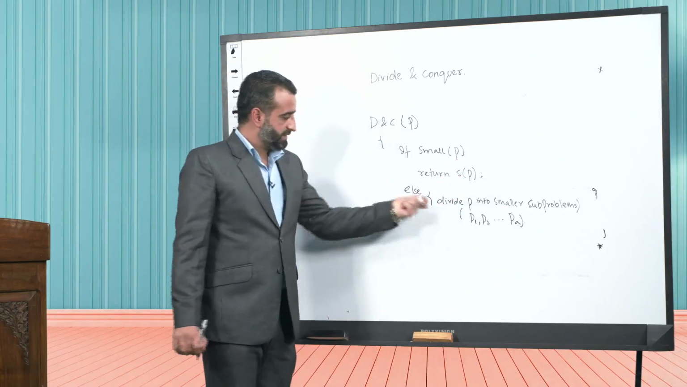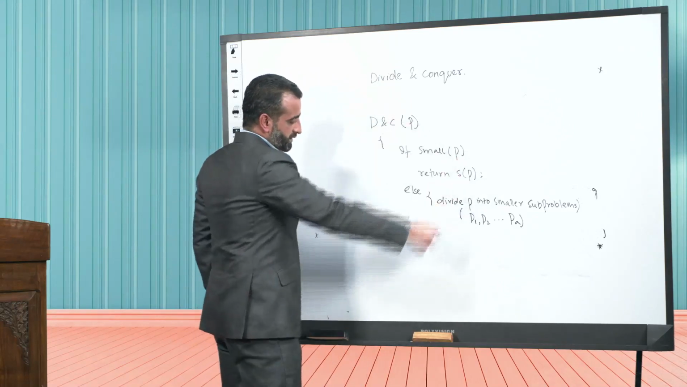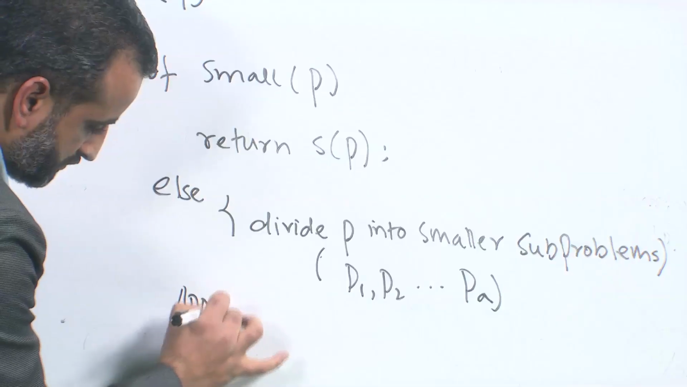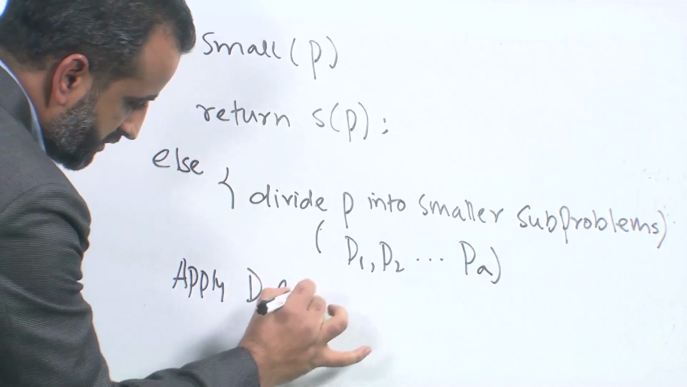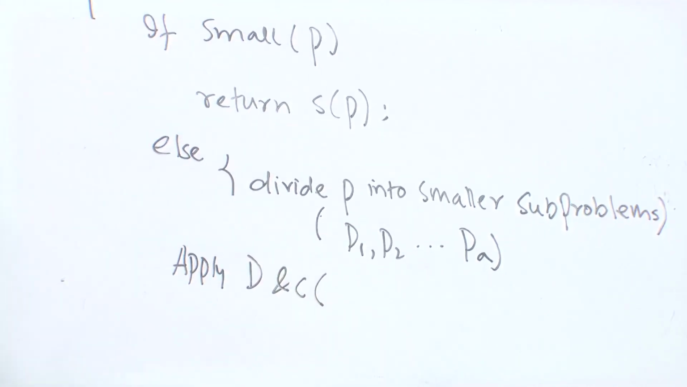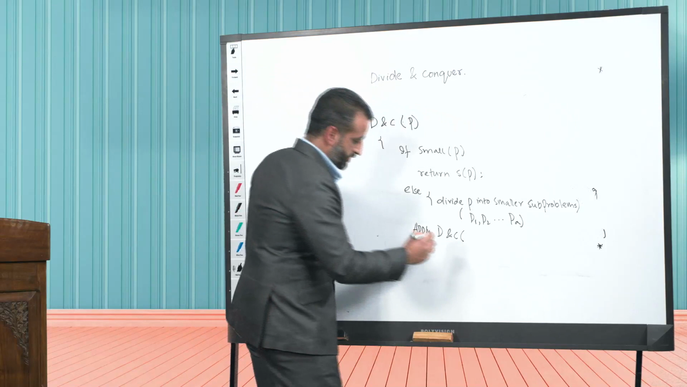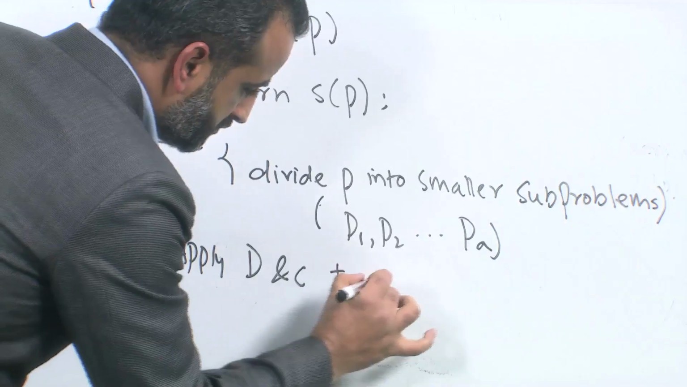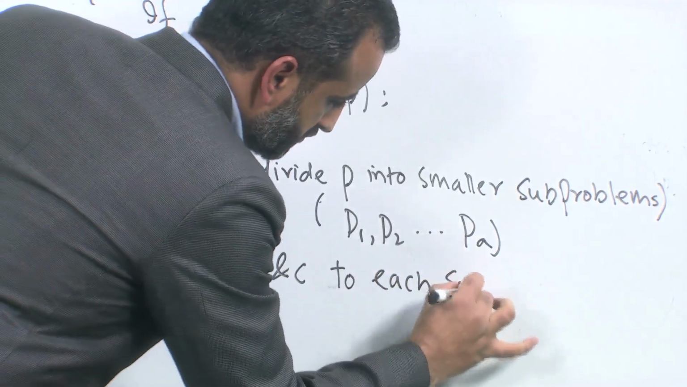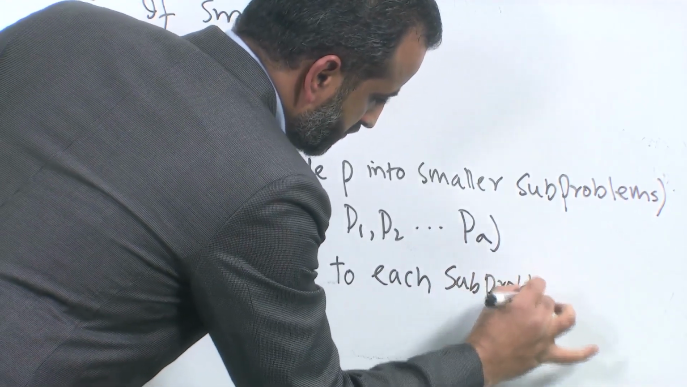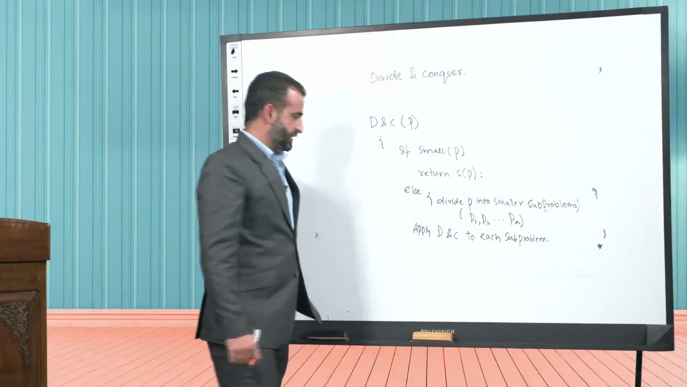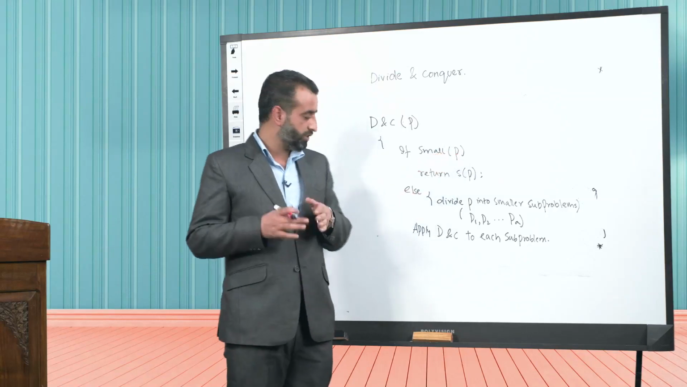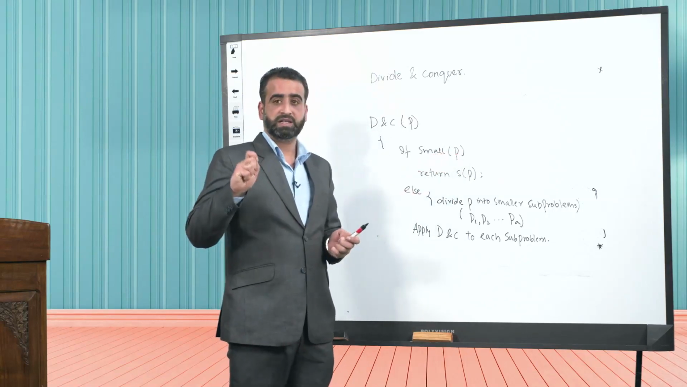Now once we have divided this problem, we'll apply the whole operation again to these subproblems. So apply D and C to these subproblems, to each subproblem. We'll continue with this procedure till we are able to divide the original problem into subproblems which are small enough that they can now be solved.